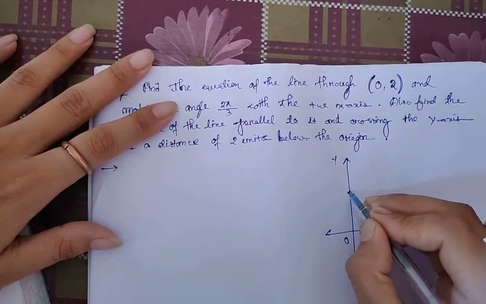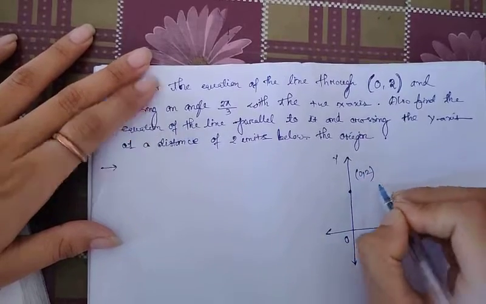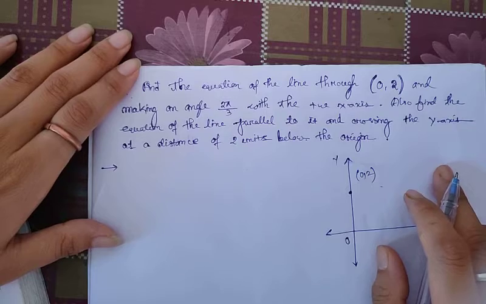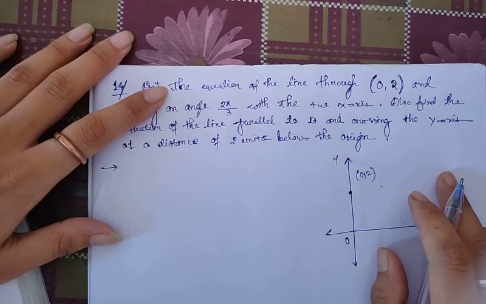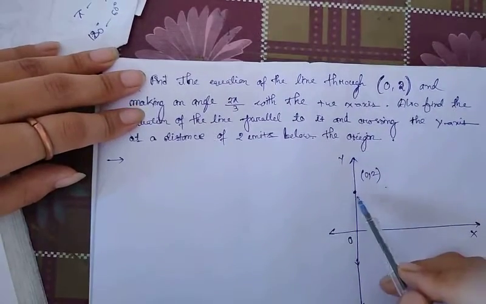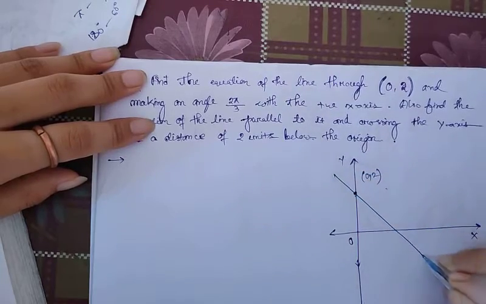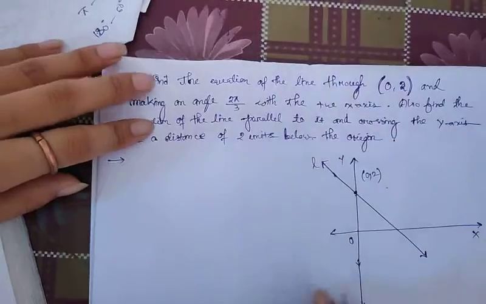This is your point 0, 2: x-axis 0, y-axis 2, so 0, 2. And making an angle 2 pi by 3 with the positive x-axis. So the line passes through the point 0, 2 and this line makes an angle 2 pi by 3. So this is your line L. We are naming it as L.